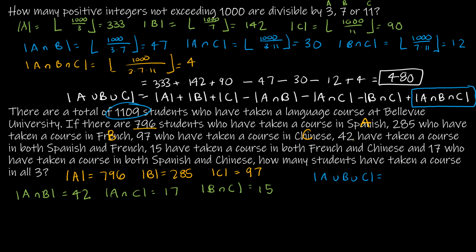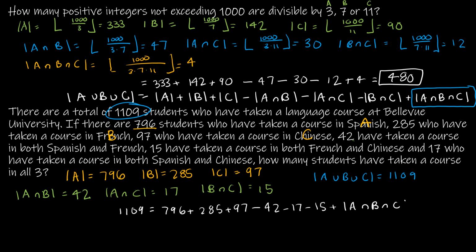is actually 1109. So when I set this up, it's 1109 is equal to 796 plus 285 plus 97 minus 42 minus 17 minus 15 plus the unknown of A intersect B intersect C, students who have taken a course in all three. So for 1109, I'm going to add all of those values together. I get 1104 plus A intersect B intersect C, and that gives me 5 total students who have taken a course in all three.